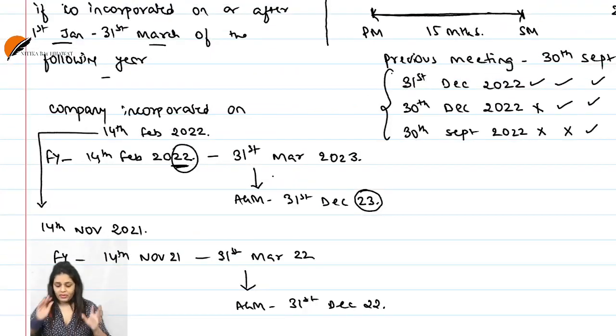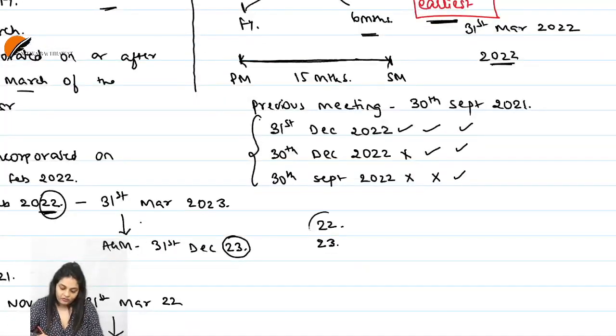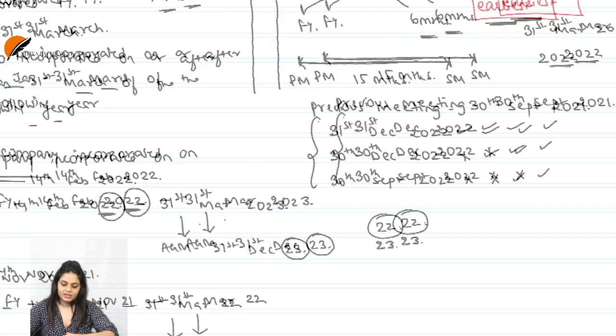Yes? One thing, if you notice here, the company was incorporated in 2022. First meeting in 23. Here it says one meeting in every year. So here this is not fulfilled, no. So the act says it's okay. It's okay if no AGM is held in the year of incorporation. Right? The act says it's okay if no meeting is held in the year of incorporation. It's absolutely okay. I hope it's clear to everyone.